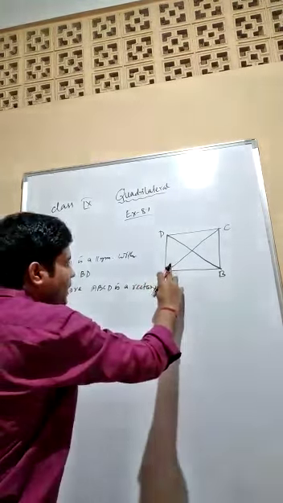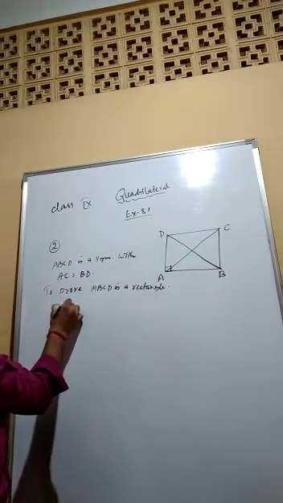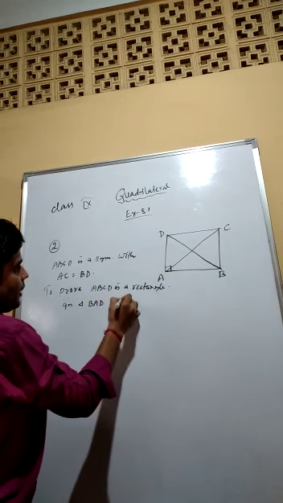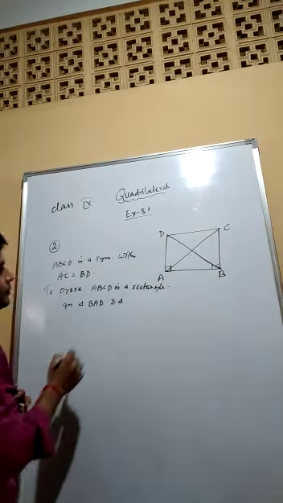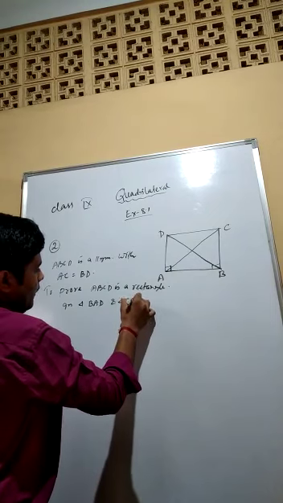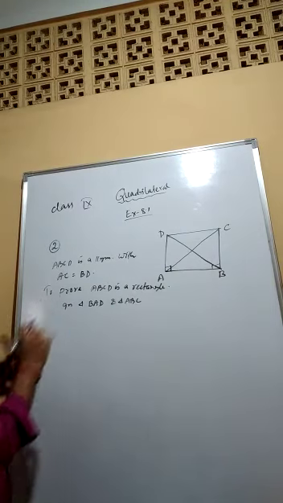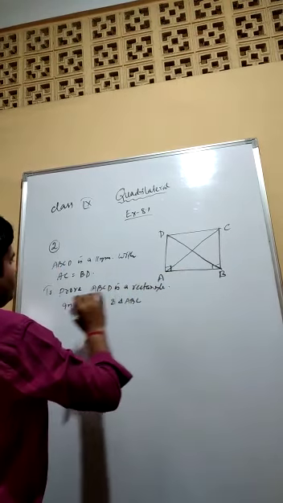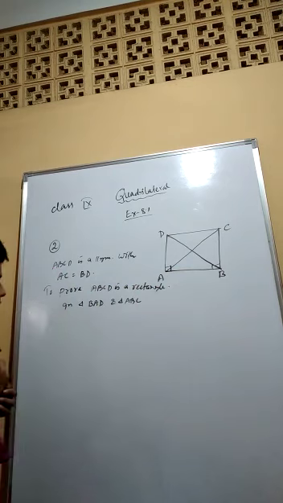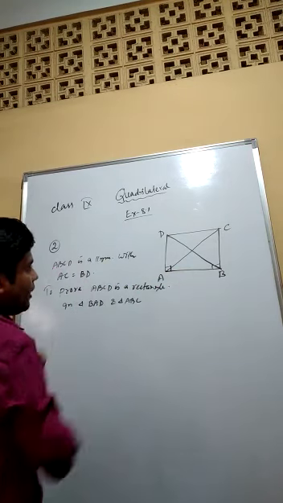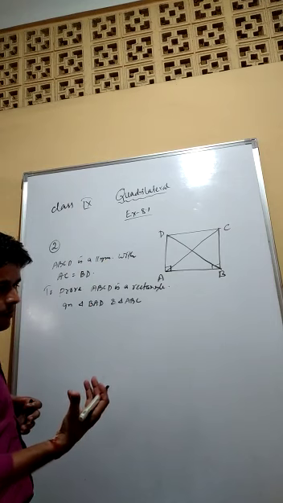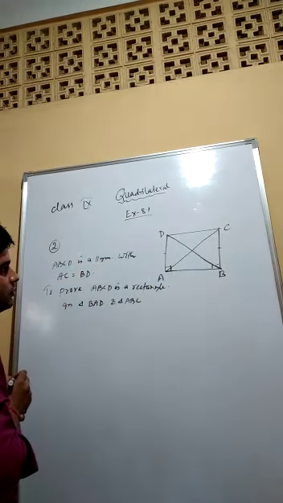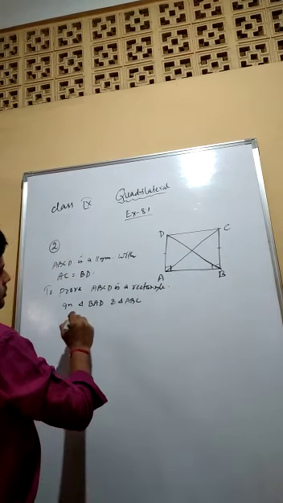Now, suppose you are going to prove this angle is 90. So including this angle, take one triangle, suppose BAD, and the other triangle, suppose ABC. Try to prove they are congruent. What is given? Very obvious, it is a parallelogram. So if parallelogram, then opposite sides are equal. Can I write this one equal to this one?